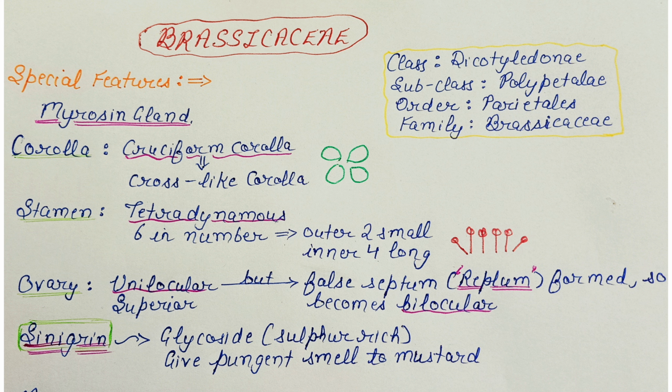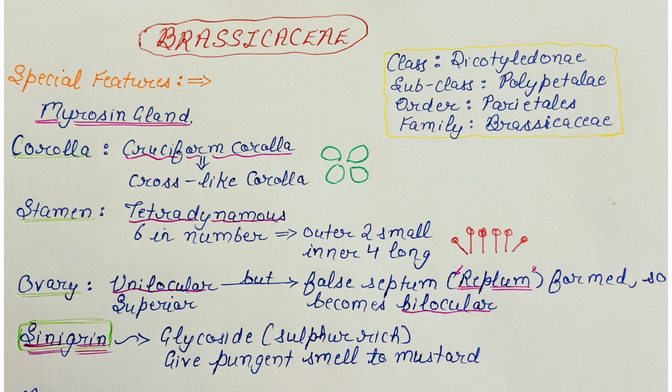The corolla in Brassicaceae family is cruciform, that is cross-like corolla. Stamen here shows tetradynamous condition, which means these are 6 in number. The outer 2 stamens are small and inner 4 are long. Superior ovary is seen here, which is unilocular. But in this unilocular ovary, the false septum known as replum is formed and the ovary becomes bilocular.